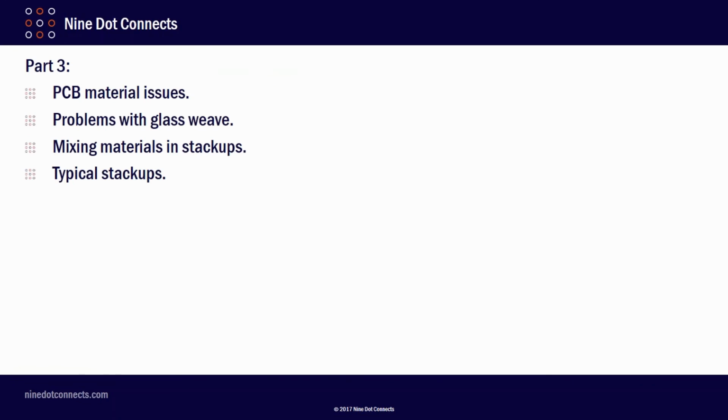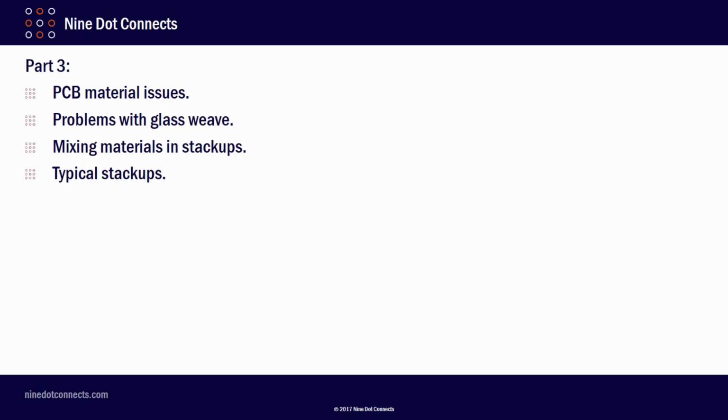Part 3, if the schedule serves me right, is going to be in 2 months. We're going to talk about PCB material issues themselves, and we're going to talk about problems with glass weave. If you're not familiar with that, you might want to read up on it so that the discussion will make a lot of sense to you. It's quite a complex discussion, and unless you're familiar with it, you won't have a clue as to how dramatic it can be to your differential lines in high-speed design.